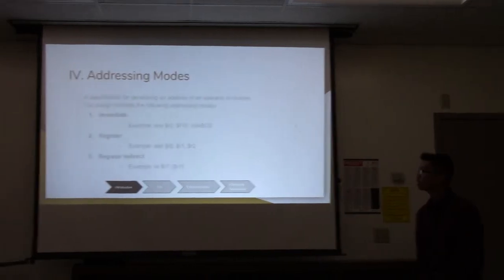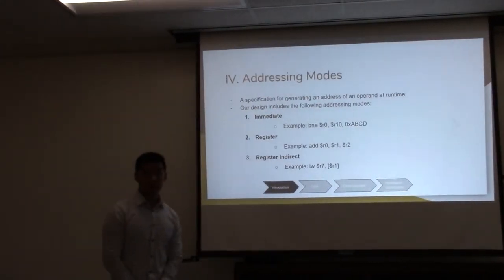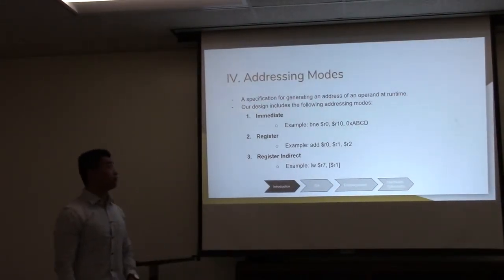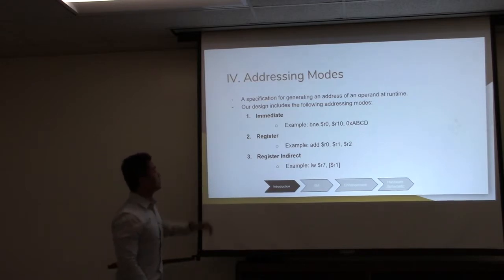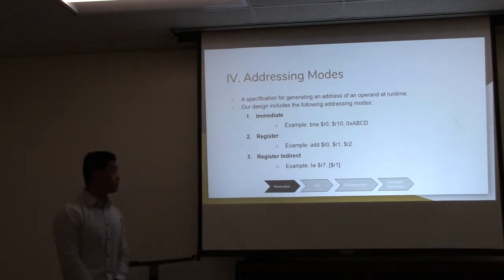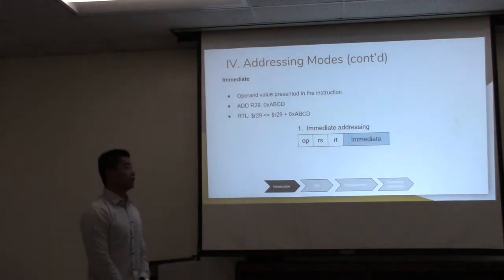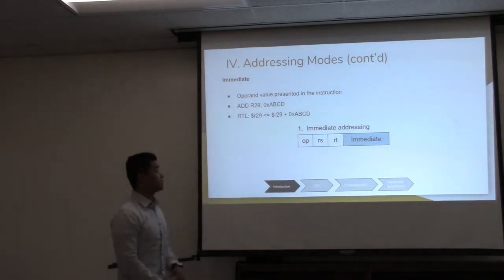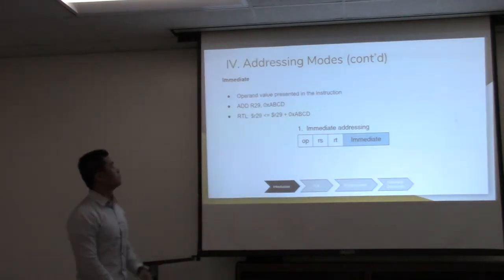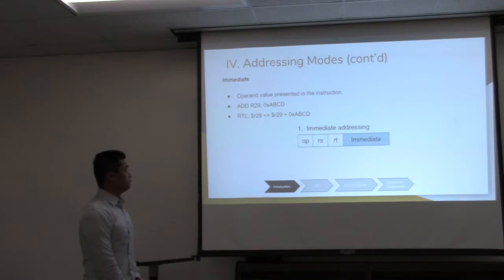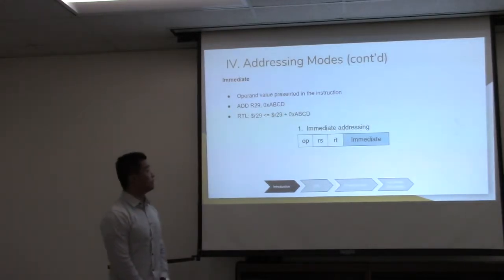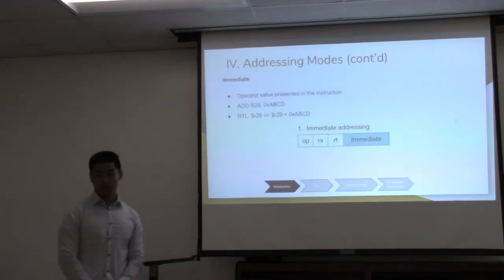An addressing mode is a specification for generating an address of an operand at runtime. It follows these three modes: immediate, register, and register indirect. For the immediate type, we have the operand directly placed into the instruction, and then in the RTL we can see that we are taking the content from register 29, adding the immediate value of A, B, C, D, and storing it back into register 29.